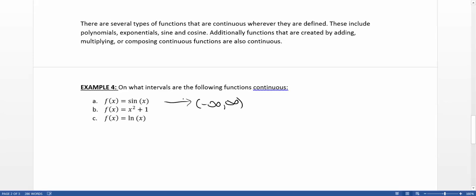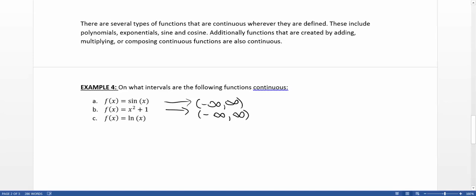Similarly, x squared plus 1 is defined for all numbers. The domain here is all real numbers. Therefore, it's continuous for all real numbers and continuous from negative infinity to infinity.